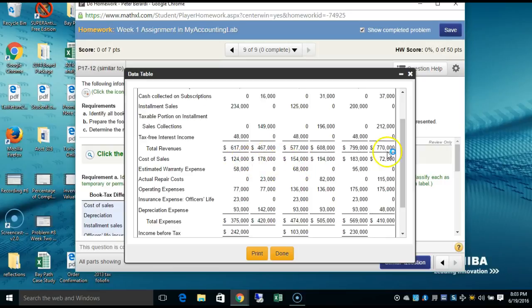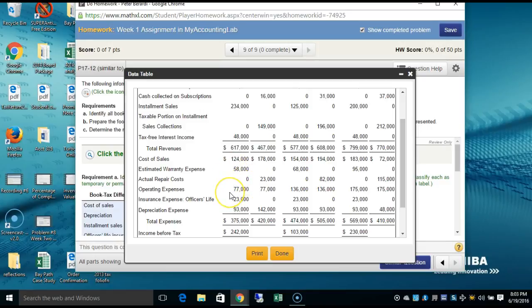Cost of sales are not the same for GAAP or tax, which indicates that we have an inventory difference in the way we recognize our cost of sales for GAAP or tax. Okay, so that could be a LIFO or FIFO issue. You're familiar with estimated warranty, which gets accrued for GAAP purposes, but only recognized when the repairs are actually done, which is the line right below. So those are temporary tax differences.